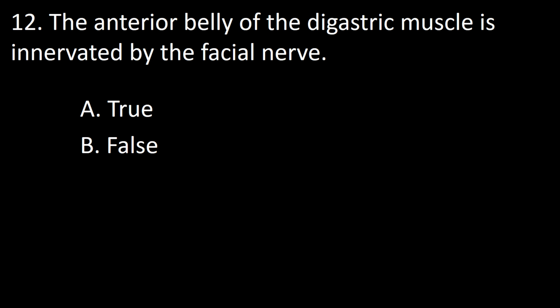Next question. The anterior belly of the digastric muscle is innervated by the facial nerve. A, true; B, false. The facial nerve innervates many structures with many different functions. I will use this diagram to describe them. I will start by pointing out some landmarks in this diagram. This is the brainstem represented from the back. The four circles represent the quadrigeminal plate.